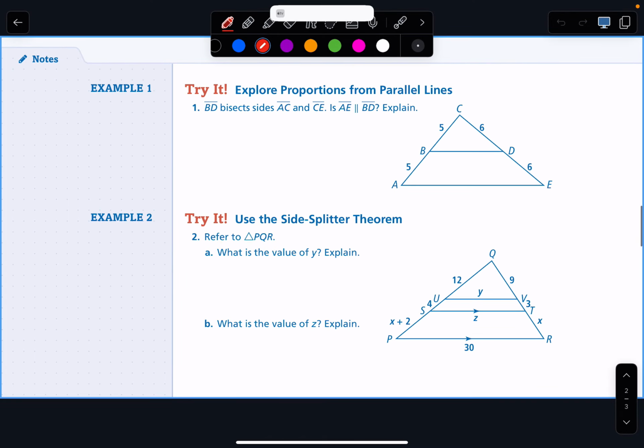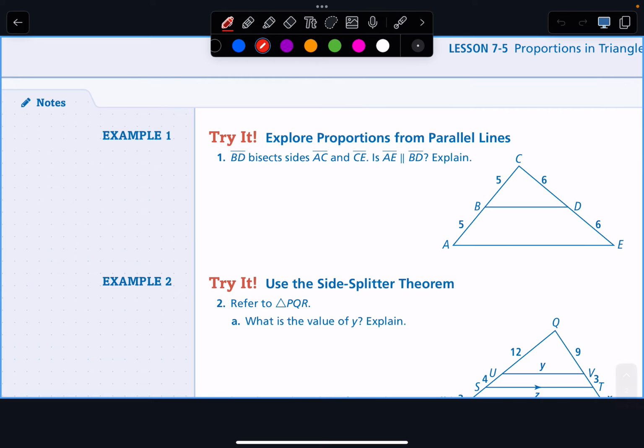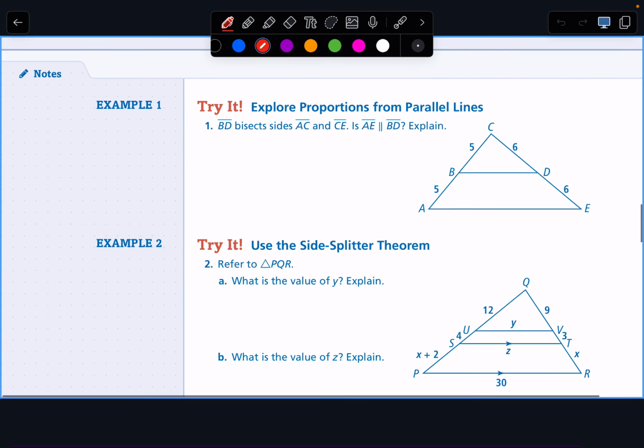To page 184. Okay. No, we're taking notes. This is our last section. We have a test on Friday. Okay?